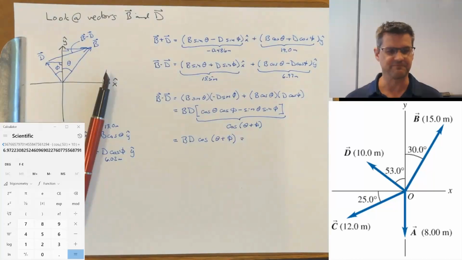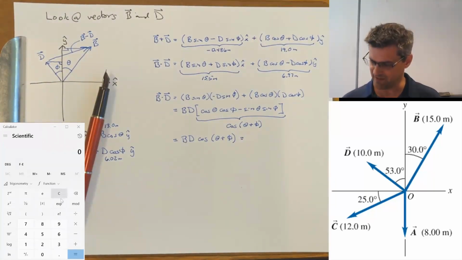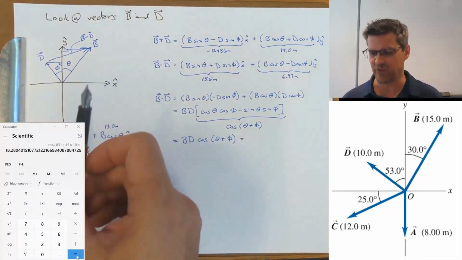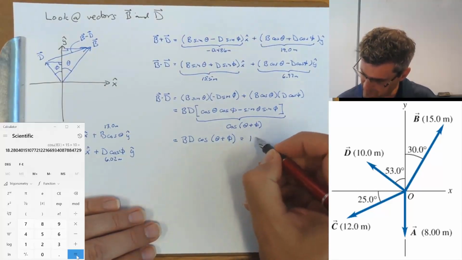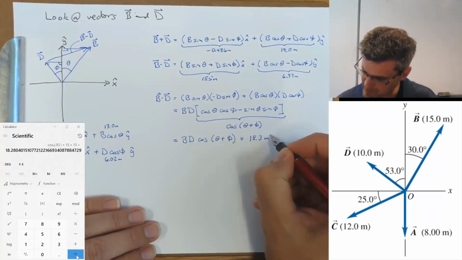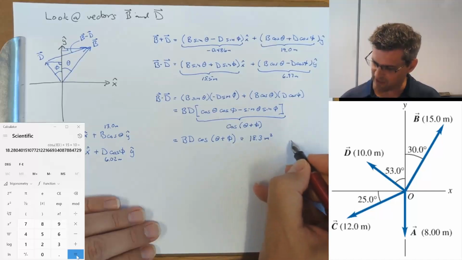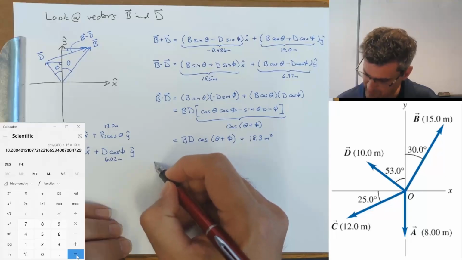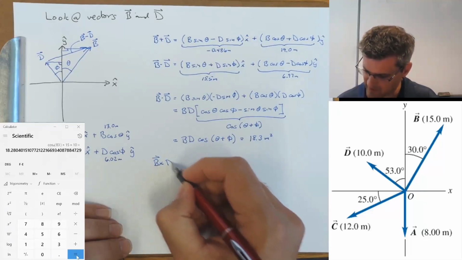What is this number? Let's pull out our calculator. So theta plus phi is 30 plus 53. Almost 90 degrees, but not quite. Cosine of that angle is something very small, times 15 times 10, 18.3. And this is meters squared, and there is no direction. This is a dot product. Okay. Well, what if we wanted to do B cross D?